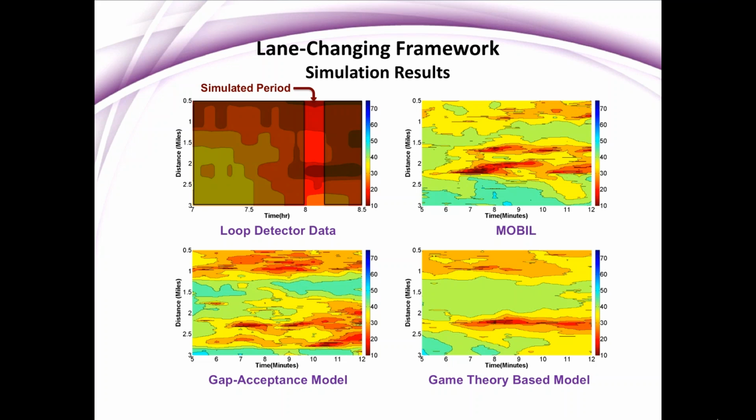Then we finally simulated with the approach that I just presented to you, the game theory-based model. With the game theory-based model, we saw slow traffic between 2 and 2.5 on the ramp. We saw slow traffic at the start of the segment, and we didn't get anything in other places, which matched very well what we got from the loop detector data.